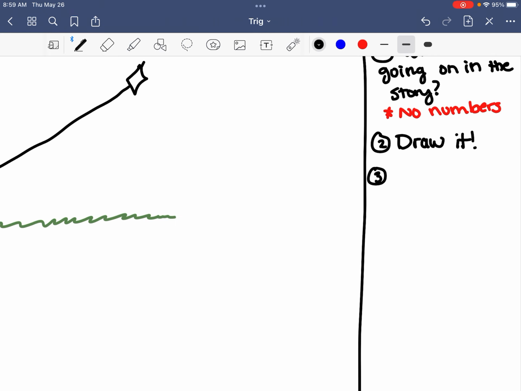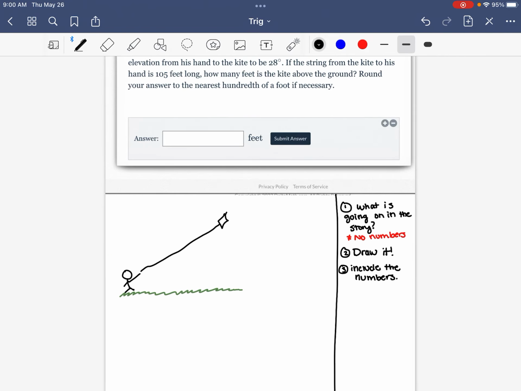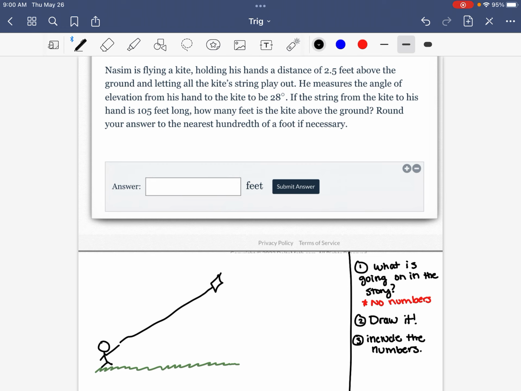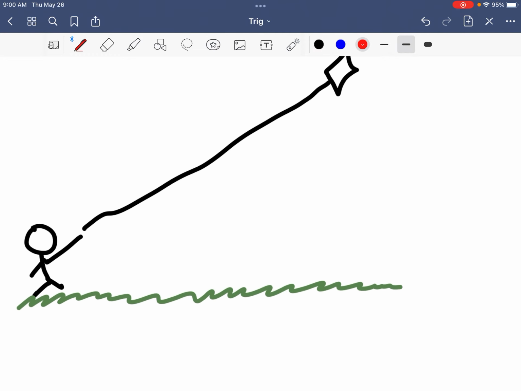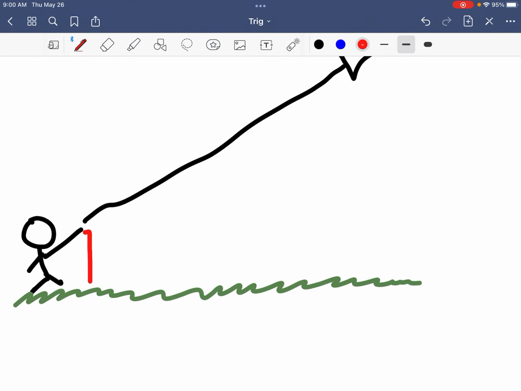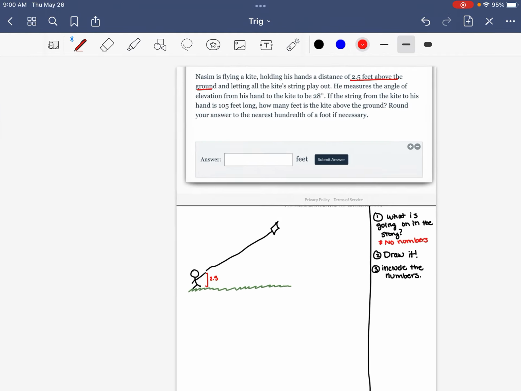Third step. With my drawing, now I'm going to include the numbers. So I'm going to label my drawing now with the numbers. So Nasam is flying a kite, holding his hand a distance of 2.5 feet above the ground. So his hand is 2.5 feet above the ground, okay? So this part right here is 2.5. Okay, not too bad, right?